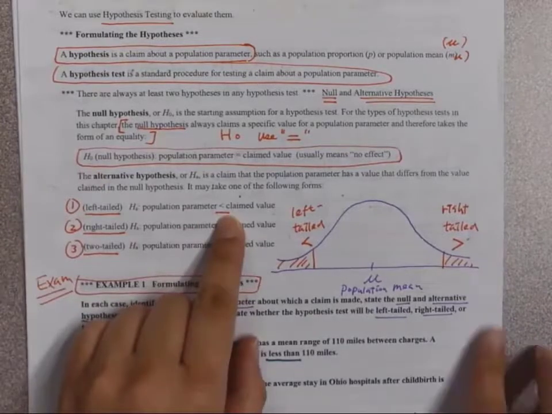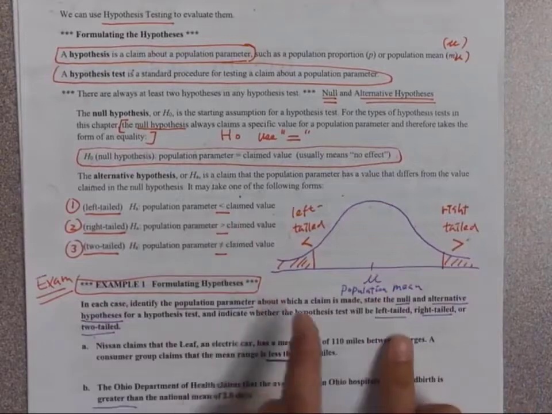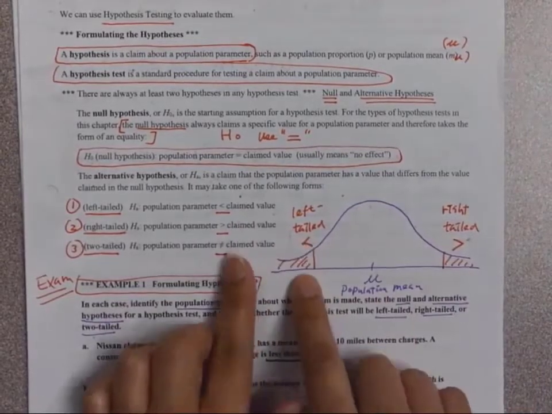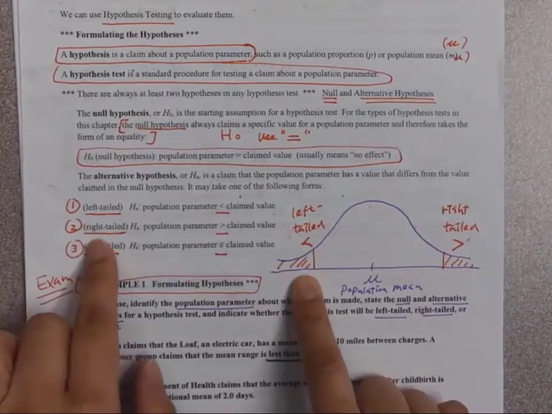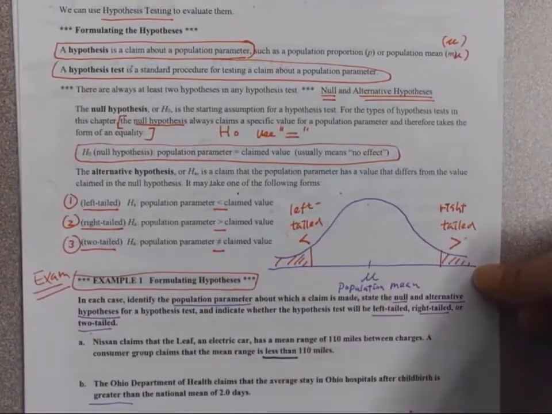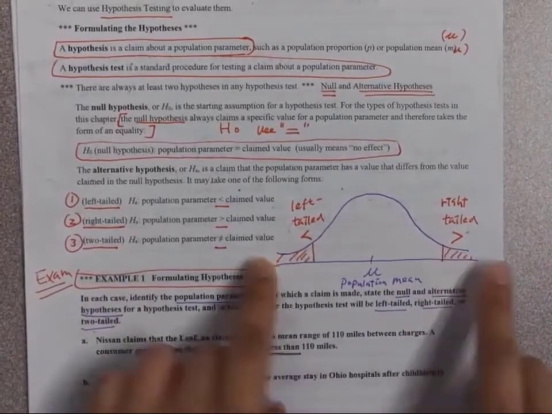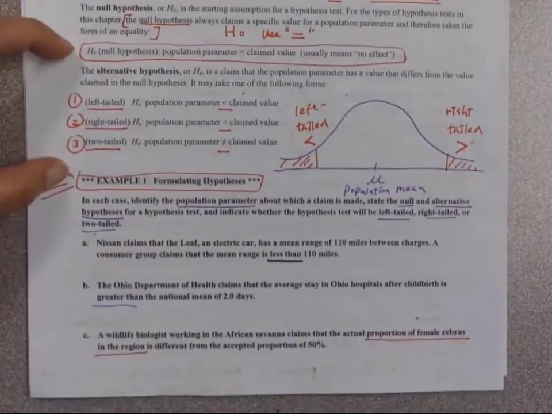If it's less than, so if you think about the bell curve, your mean is in the middle, right? Less than is all the small numbers, so it will be left-tilted. If it's greater than, it will be on the right-hand side with all the big numbers, so it will be right-tilted. If it's not equal to, it will be two-tailed. So it has three types for the alternative hypothesis.